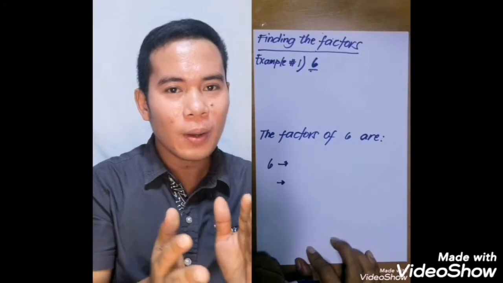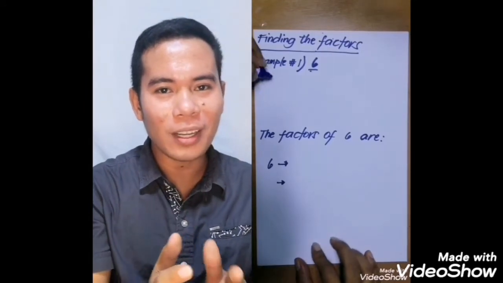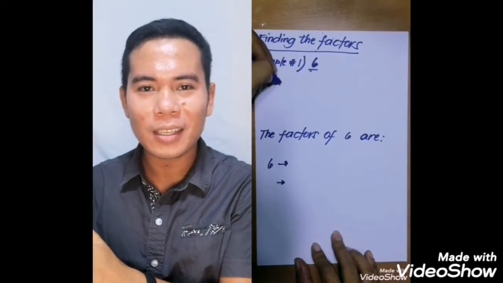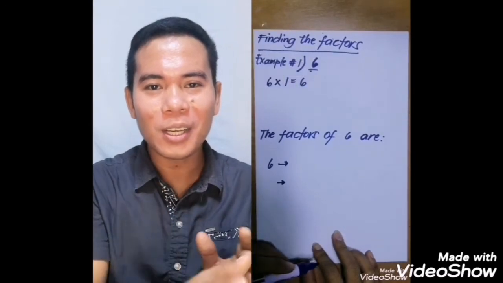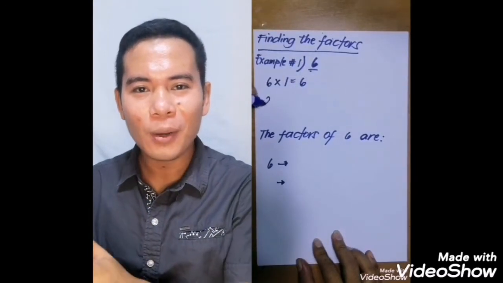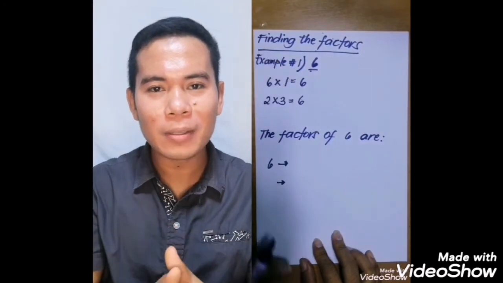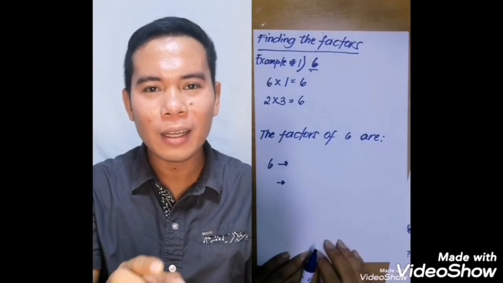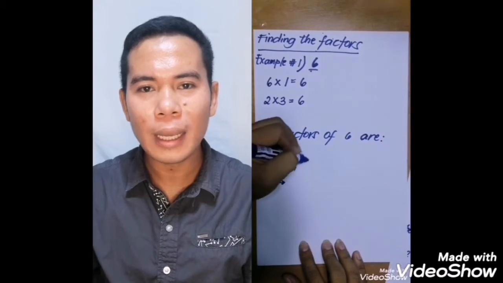So think. Okay, that's correct. 1 and then 6. If you multiply 1 times 6, it will give us 6. What else? Okay, that's also correct. 2 times 3 will give us 6. Other pairs? No more. So therefore, I can say that the factors of 6 are 1, 2, 3, and 6.